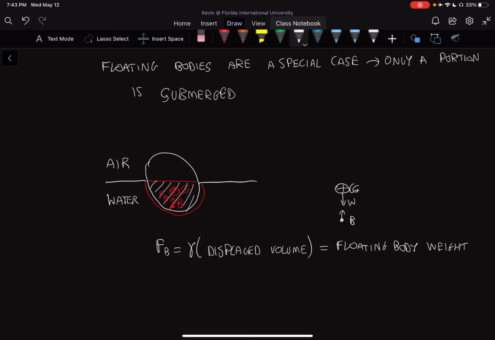Now, we also should take into account the displaced air that the system has displaced. But we neglect this because the density of air is so low. So we neglect the displaced air.